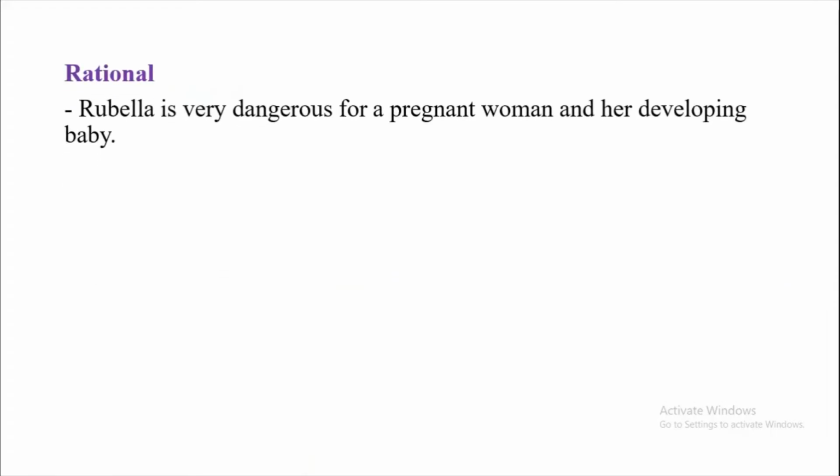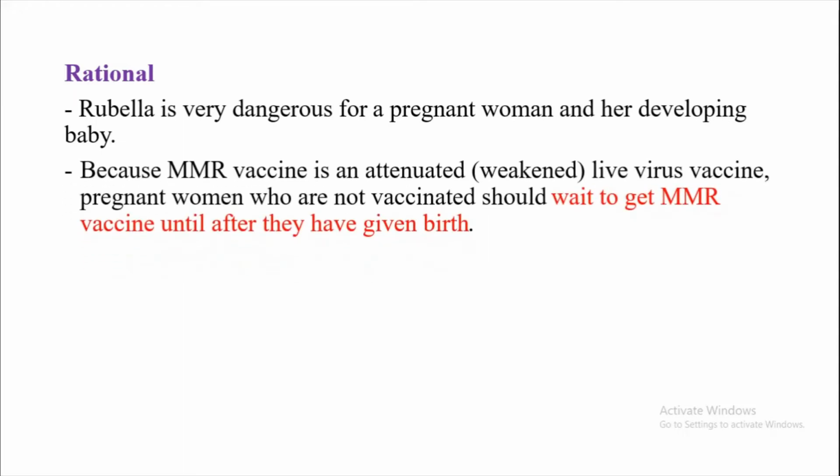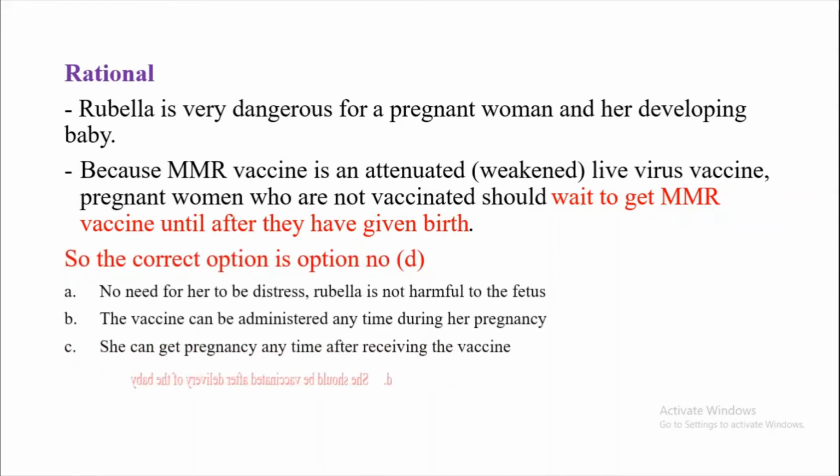Rubella is very dangerous for a pregnant woman and her developing baby. Because measles, mumps, rubella vaccine is an attenuated live virus vaccine, pregnant women who are not vaccinated should wait to get MMR vaccine until after they have given birth. So the correct option is option number D. She should be vaccinated after delivery of the baby.